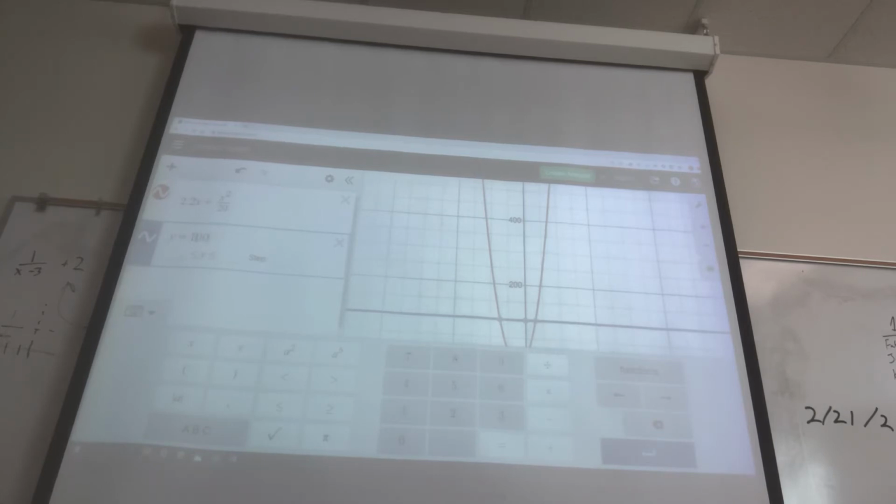The next one says my stopping distance is 200 feet. I back this down, change it to 200, and again, I'm looking for this positive one. It's 44.96, so I would probably call that 45 miles per hour. The next one tells me that my stopping distance is 500 feet, so I change this to 500. I take a look, and it's going to be 80.3, so I'd probably just call that 80 miles per hour.